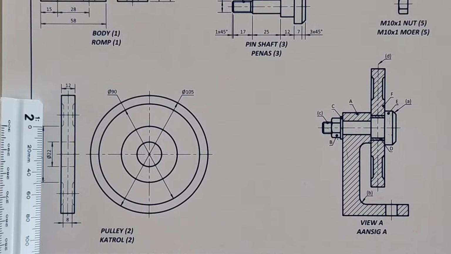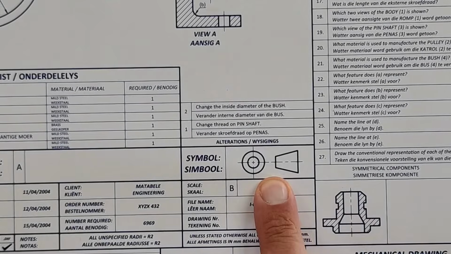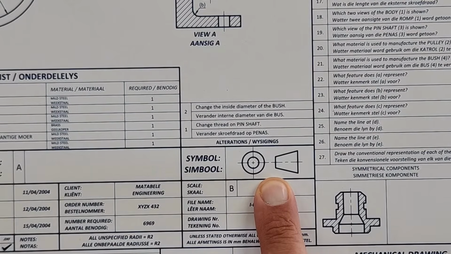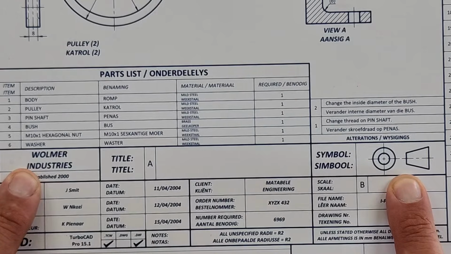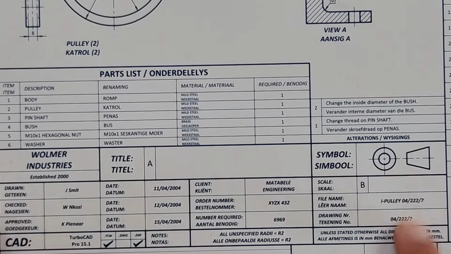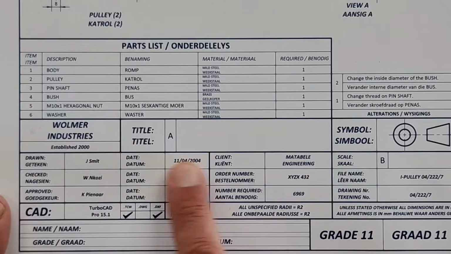Okay. Dan, what is the projection system? It is, of course, third angle orthographic projection. Name the company who made this drawing, Wormel Industries. Who made this drawing and when was it done? There you can again find all of that. Who drew it, who checked it, who approved it, and their dates.